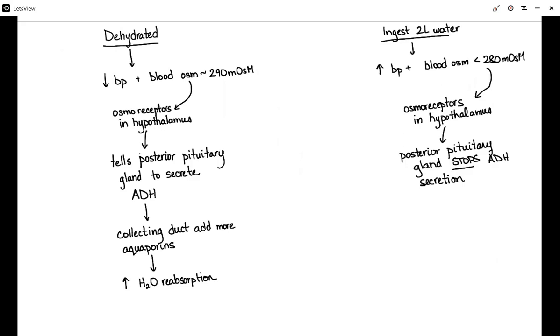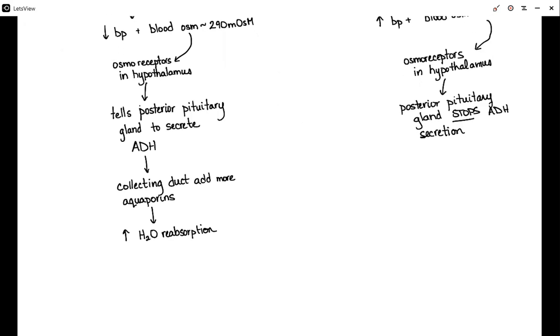When you stop ADH secretion, the ADH levels in the blood start to fall, and the collecting duct responds to this by removing aquaporins. And that is going to decrease water reabsorption and increase water excretion.